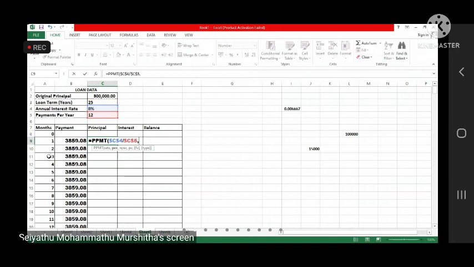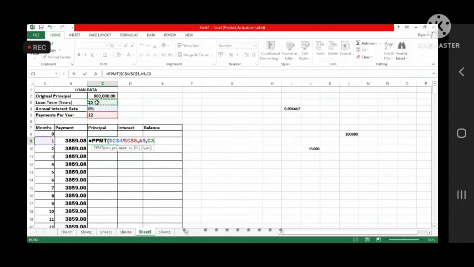Comma. So this one is for the first period. Next, second period, what is the principal amount? Third month, what is the principal amount? Fourth month, what is the principal amount? We have to calculate. So, period. What is the period here? First period, no? A9. Second time, it will become A10. So no need to absolute this one.